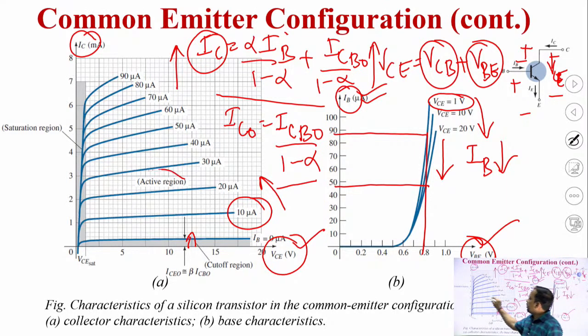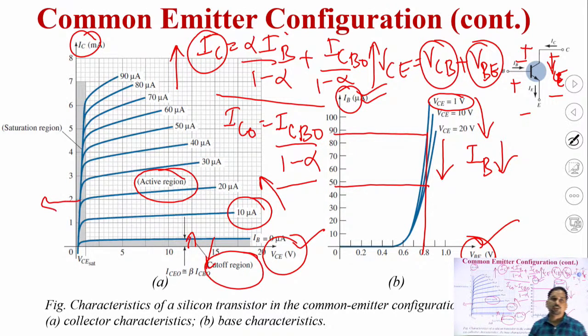Also here, this region is known as the active mode of operation. Below this region we have the cutoff region, and to the left we have the saturation region.